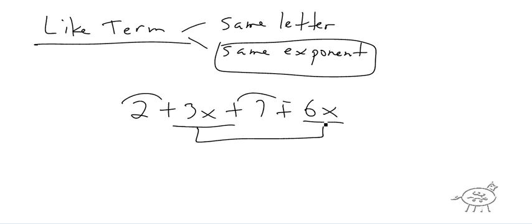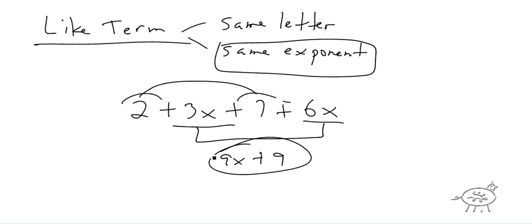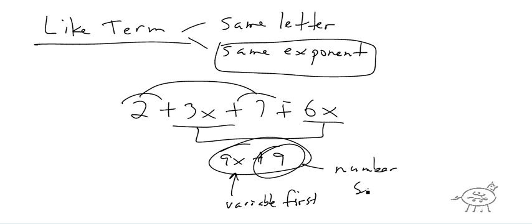So 6x plus 3x is 9x. 2 plus 7 is 9. And again, we're going to cover this as time goes on, but this is called descending order. You put your variable first. You put it first, not in terms of x9, you do 9x. You put the variable first, and then you put the number second. Okay? And that's combining like terms.